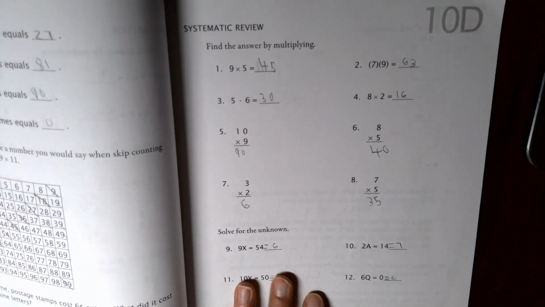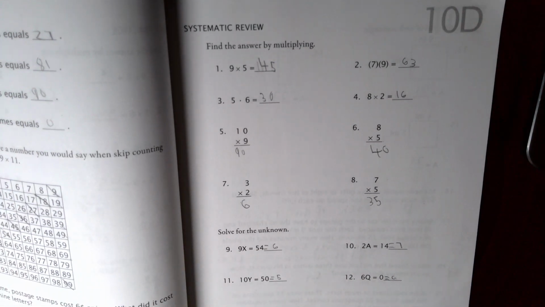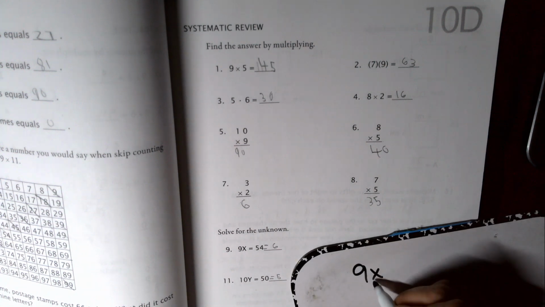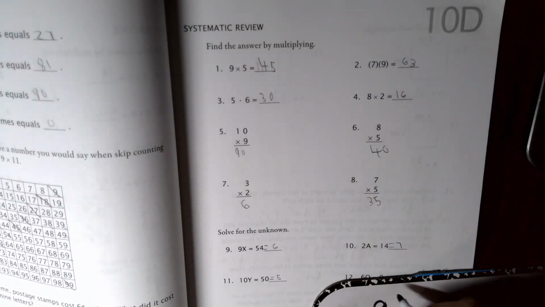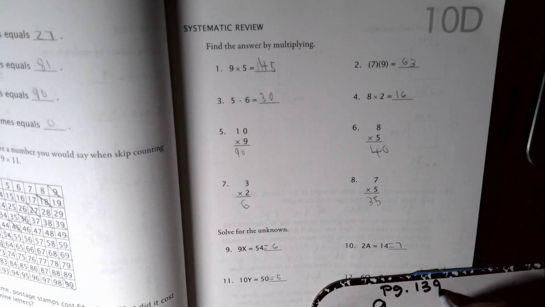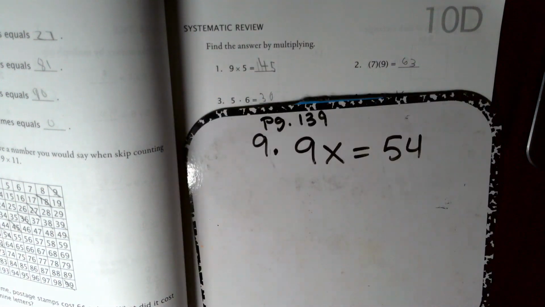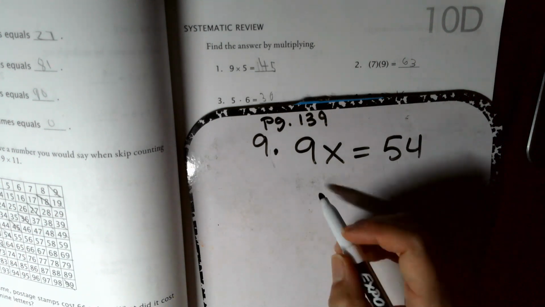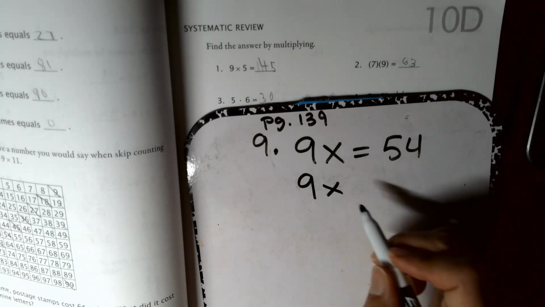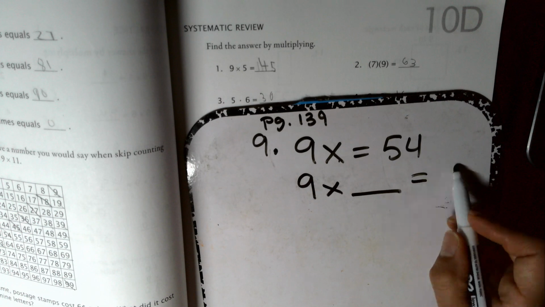And then over here we have the unknowns, and what we did for the unknowns is the same thing we're going to do again. Number 9 on page 139 says 9x equals 54. When we have that, we can think of it as 9 times x equals 54, or 9 times an unknown, which is the letter x, equals 54.